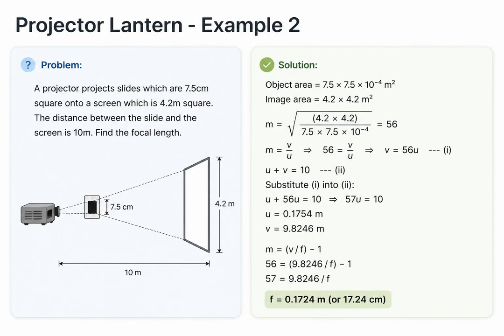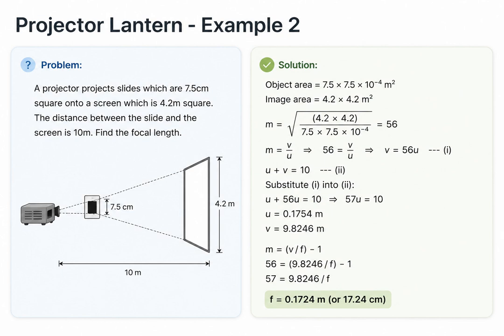Here's a slightly more complex example. We have a 7.5 centimeter square slide projected as a 4.2 meter square image. The total distance between the slide and the screen is 10 meters. First, we find the magnification using the area formula, which gives us 56. Since m equals v over u, we know v equals 56u. We are given that the total distance, u plus v, equals 10 meters.